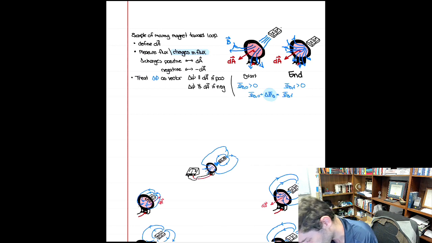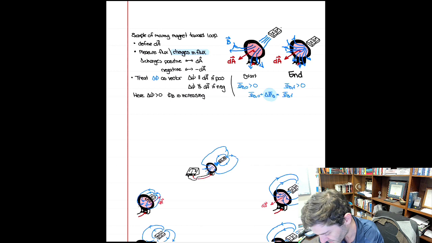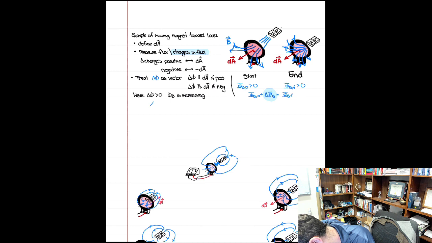So in this case, the flux is increasing. So here, the change in flux is positive because the overall flux is increasing. It was positive to begin with, and it's even more positive at the end. So then I'm going to draw this arrow with the idea that it's situated in the direction of dA.